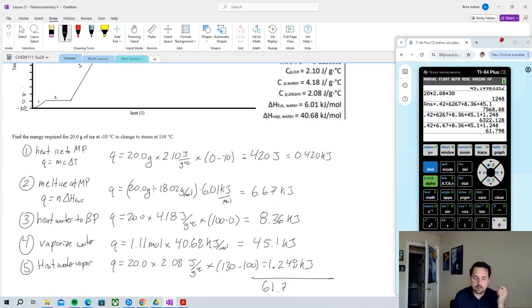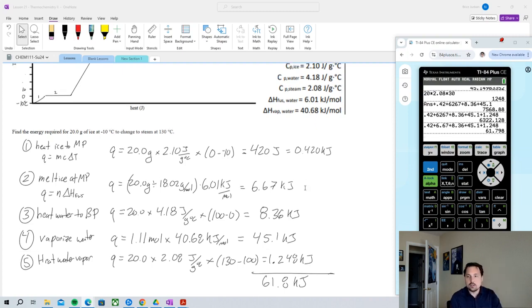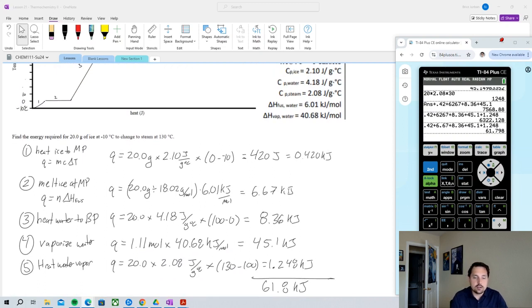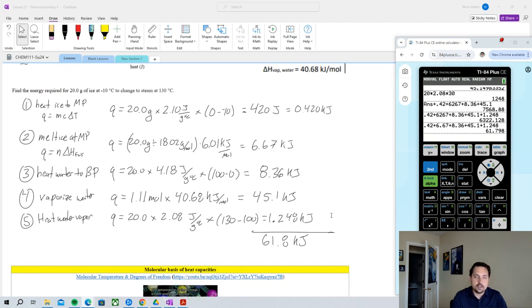61.7 or 61.8 kilojoules of energy. It takes a lot of energy to heat up water that much. And there you have it. So that's how you do heating curves. It's how you make use of heat capacities and enthalpies of phase changes to figure out the heat of a certain process. This is just physical changes, not a chemical reaction.